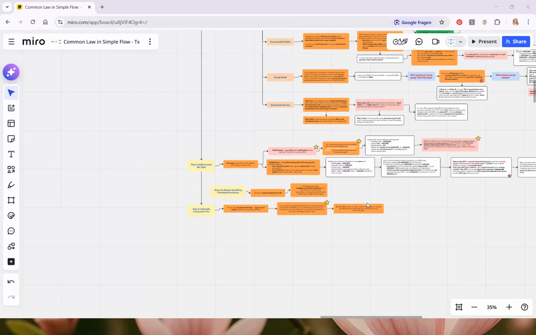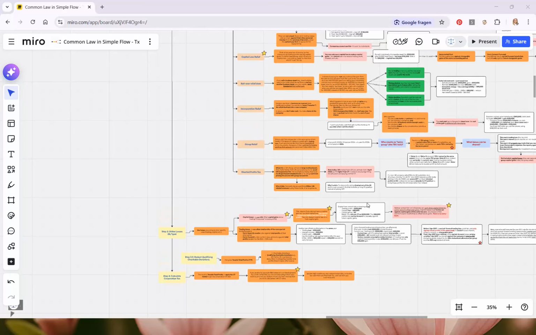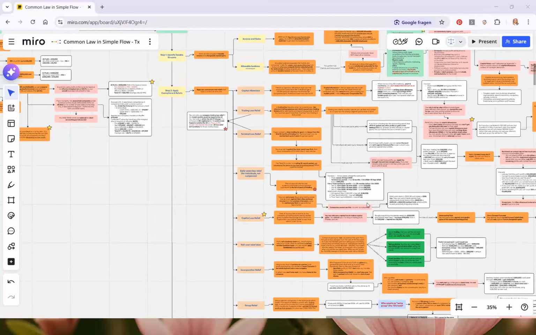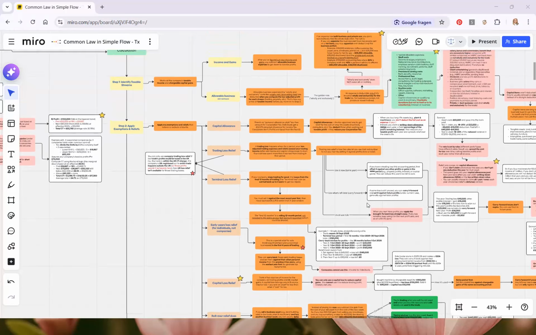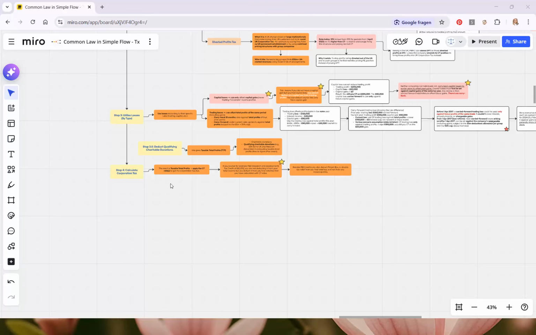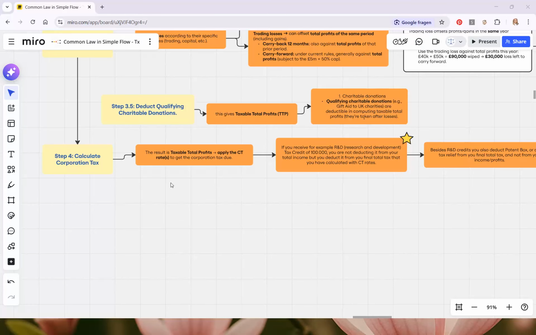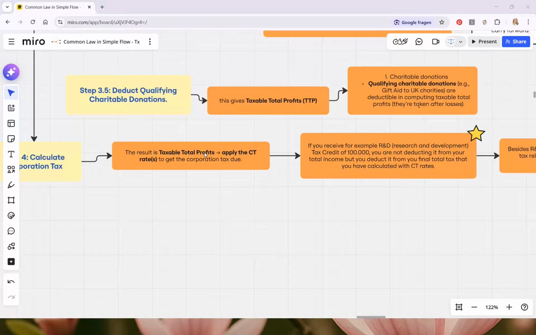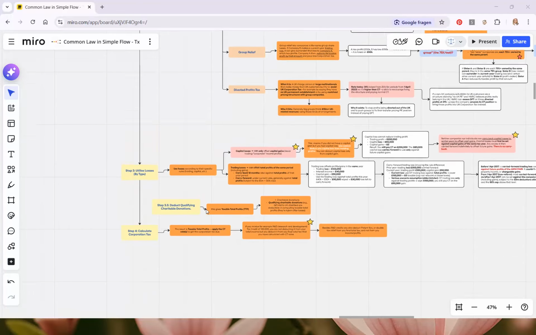So that was all about our second video on corporation tax. We have discussed the whole calculation process of corporation tax: steps 1, 2, 3, and the last one, the fourth, where we end up with taxable total profits and calculate the corporation tax. So that was all for this video.